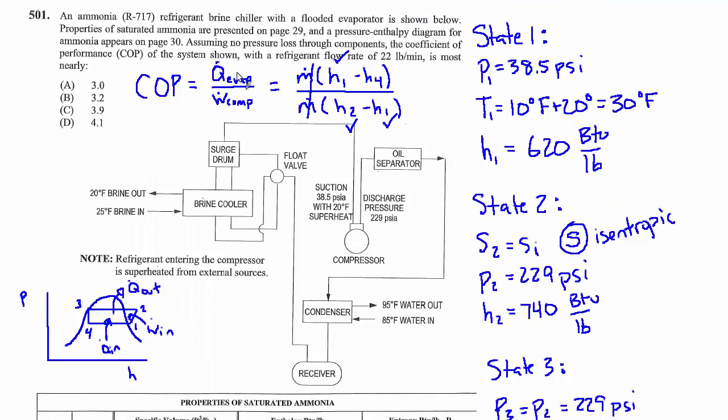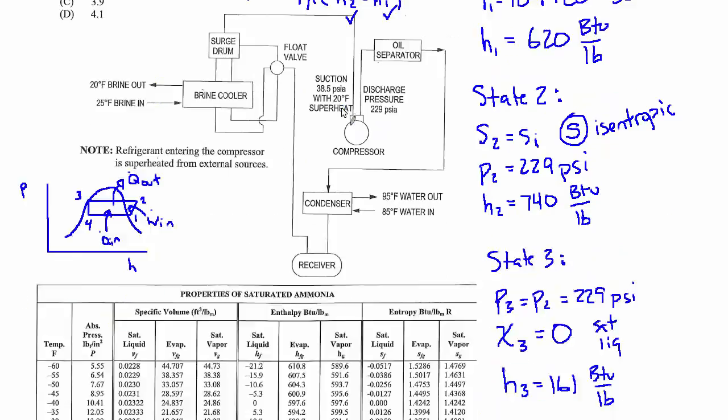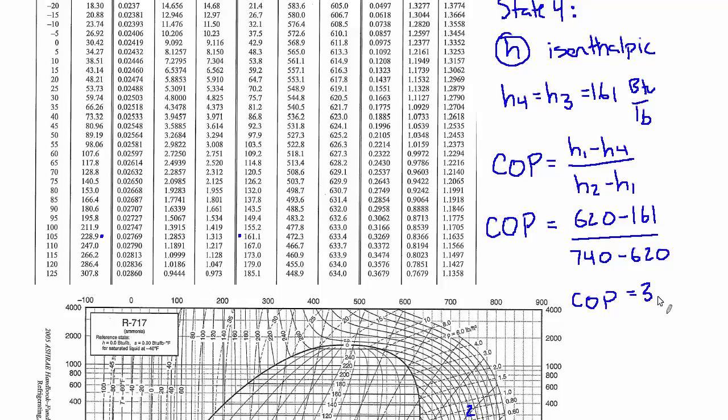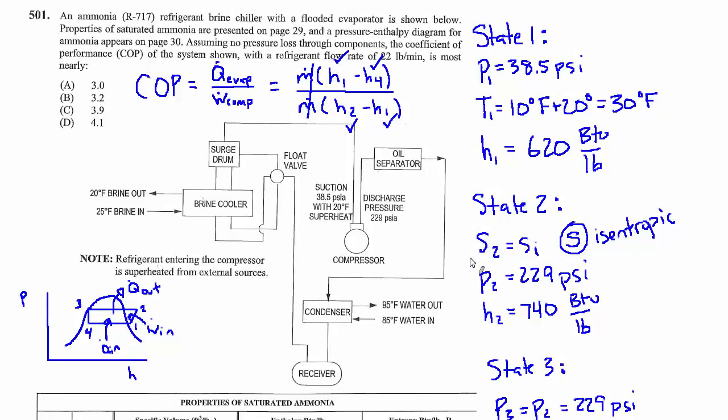So now we have H1 and H2 and H4. So we can find the COP. And I'll spare you the units since they're all BTU per pound. 620 minus 161 over 740 minus 620. COP equals about 3.825, which is answer choice C.